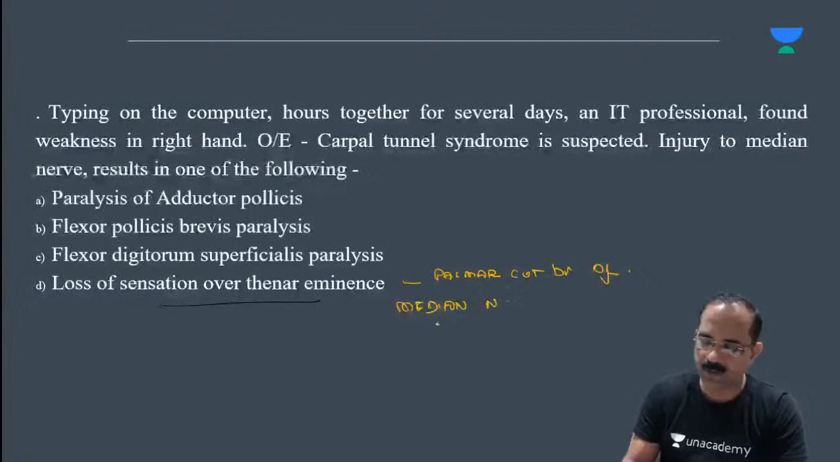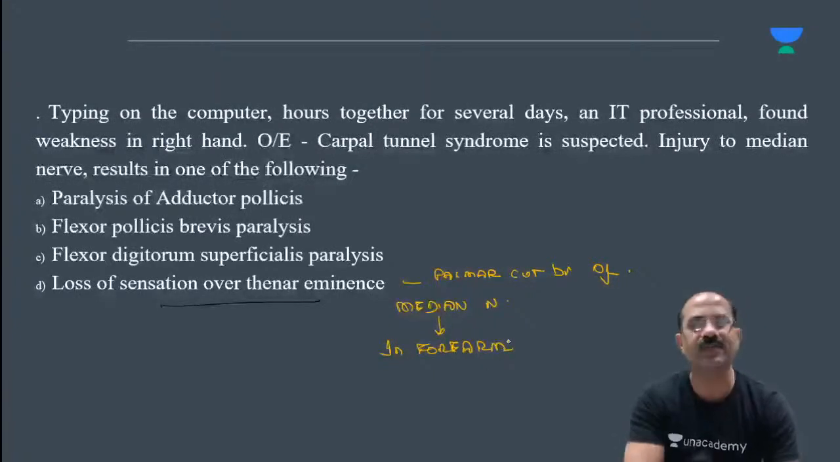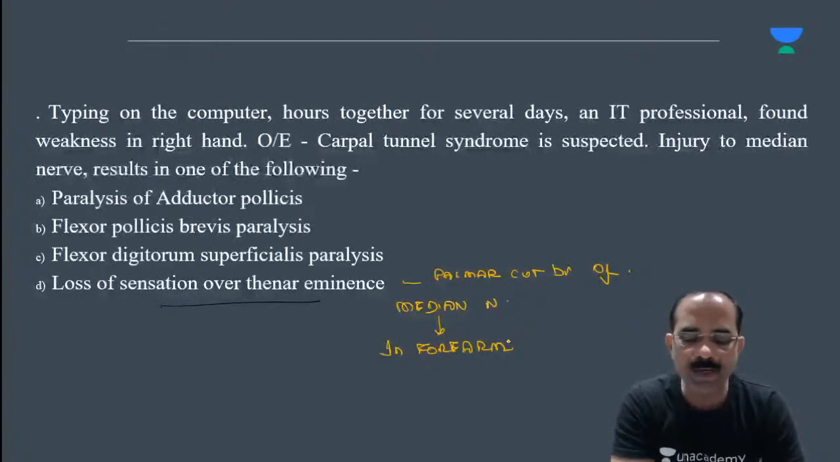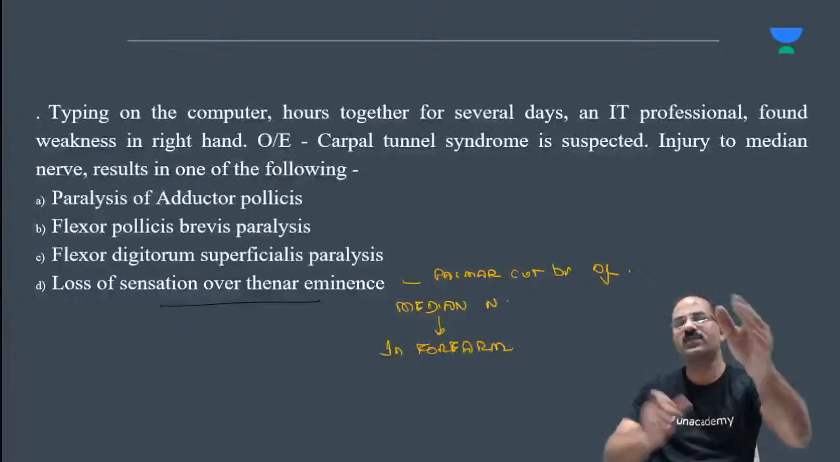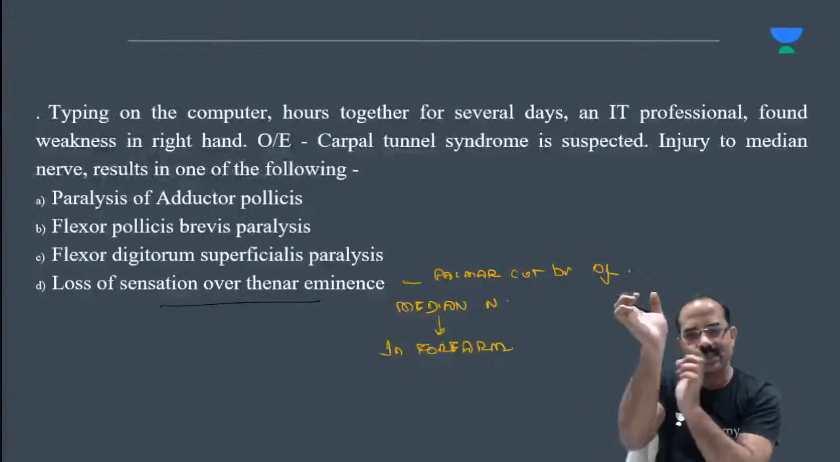Palmar cutaneous branch of median nerve. And where is this given? In the forearm. This is given in the forearm, students. Understood? Palmar cutaneous branch of median nerve, and that's given in the forearm. So students, if there's a carpal tunnel syndrome, this nerve is spared.